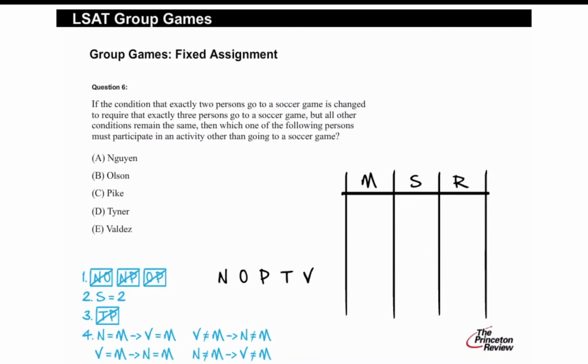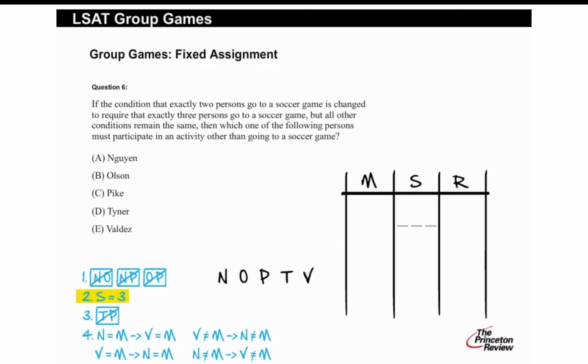Finally, it's time to attack question 6, the complex question. If the condition that exactly 2 persons go to a soccer game is changed to require that exactly 3 persons go to a soccer game, but all other conditions remain the same, then which one of the following persons must participate in an activity other than going to a soccer game?